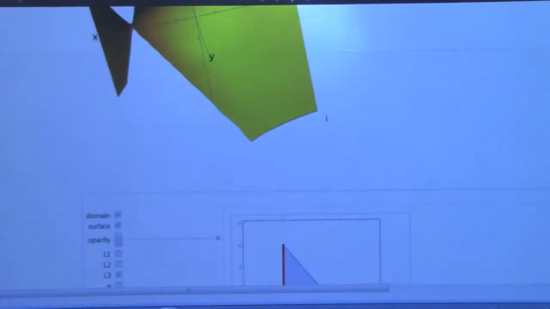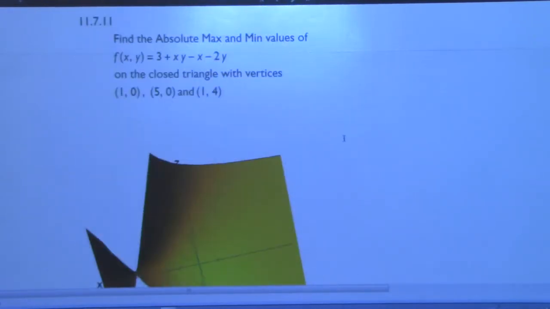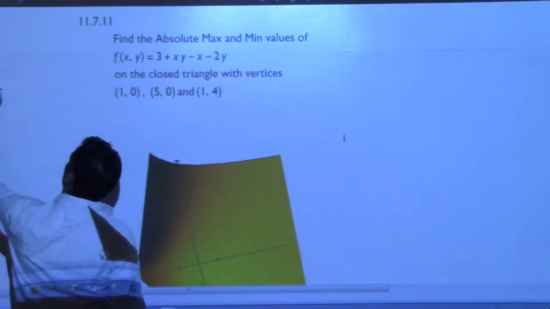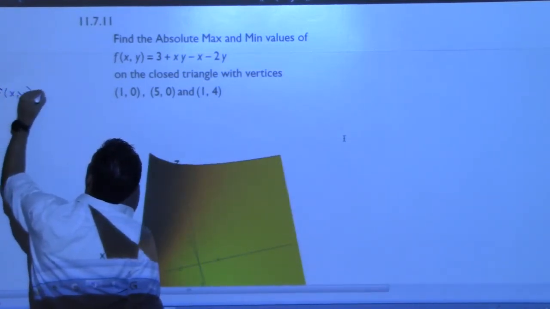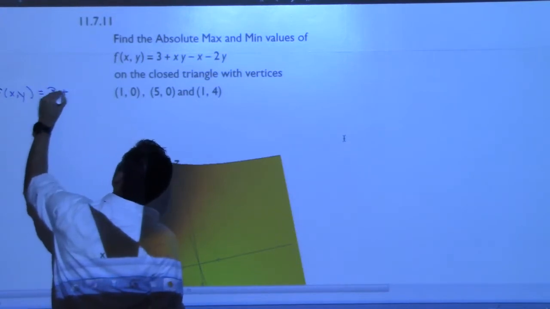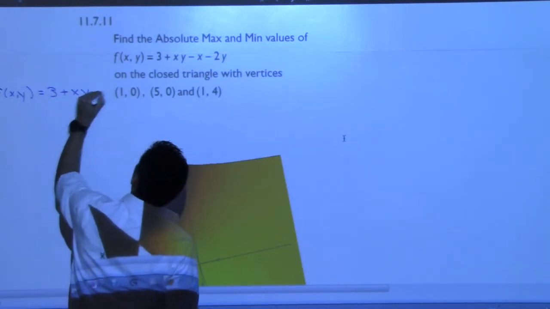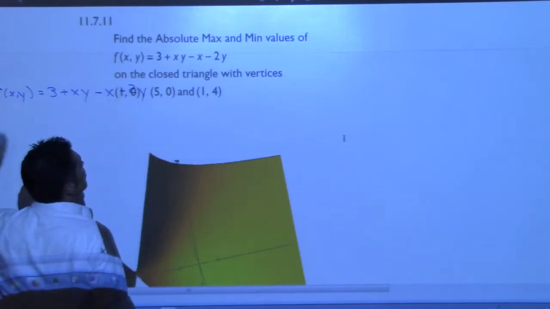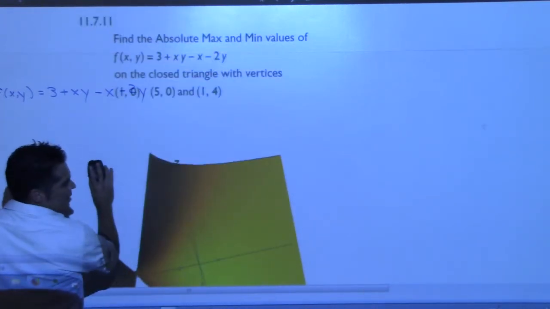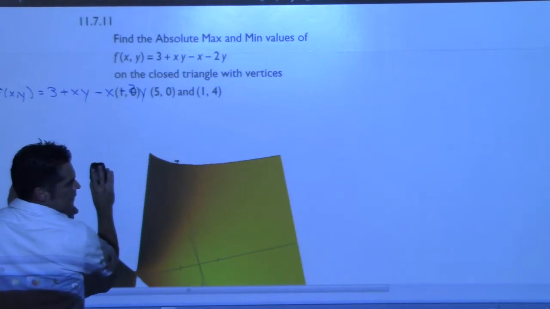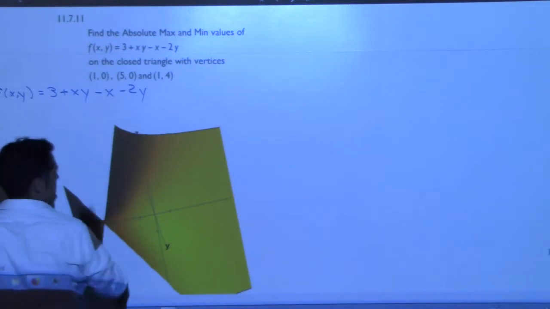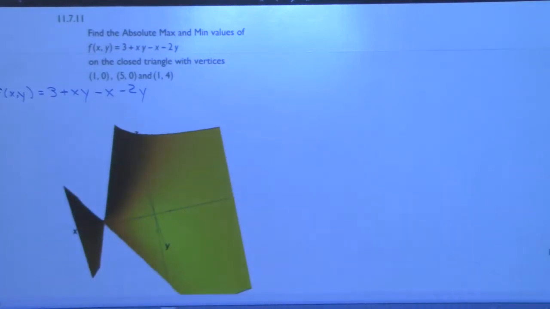All right, we'll refer back to this picture. I'm going to just copy this function down. We have the function f of x, y, equals 3 plus xy minus x minus 2y. And then, you know what? If I make that smaller, I can just leave it up there. That's what I'll do. Can you all read that okay? Okay.